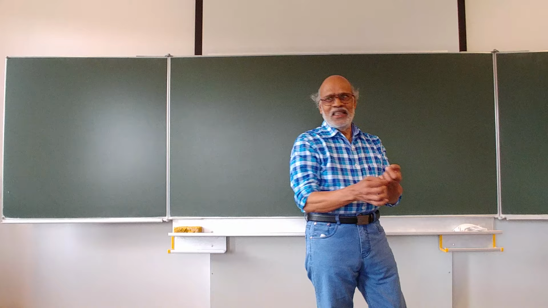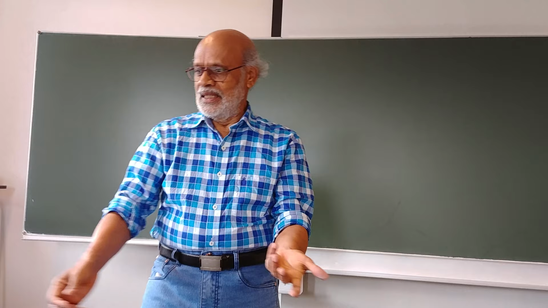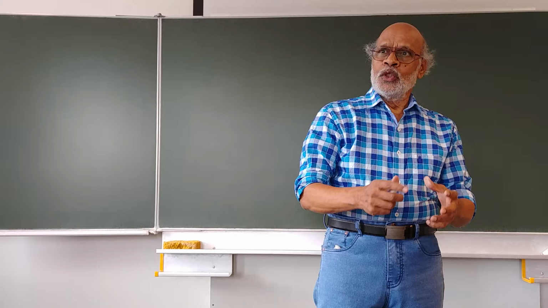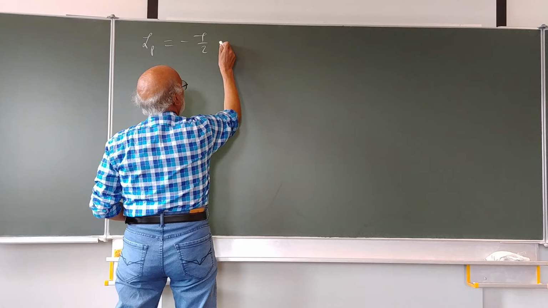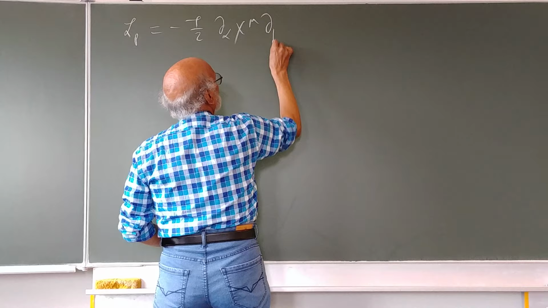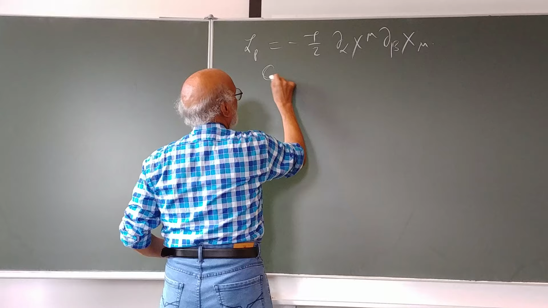In a couple of minutes, let me recap very briefly what we were talking about, for continuity. So you see, we consider the polyhedral Lagrangian, minus T by 2 and del alpha X mu. So this was the conformally gauge fixed polyhedral.